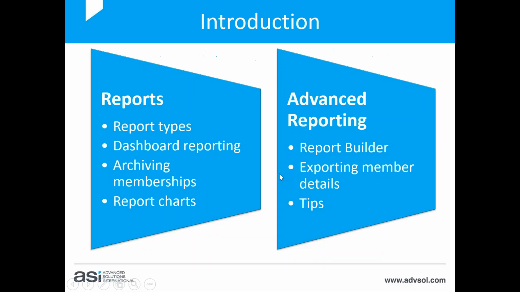So what we're covering today is we'll be focusing mainly on both reports and advanced reporting. We'll start with some types of reports that you can run in Association Online. We'll look at the dashboard and what the dashboard reporting does, because there's often a lot of questions around, you know, what do these numbers mean? So I want to explain that in a bit more detail.